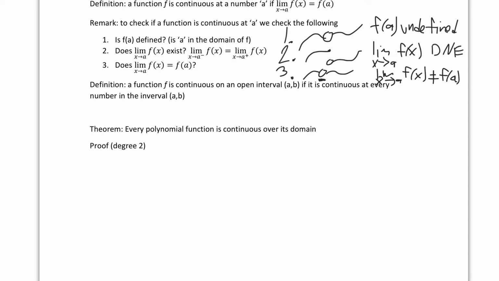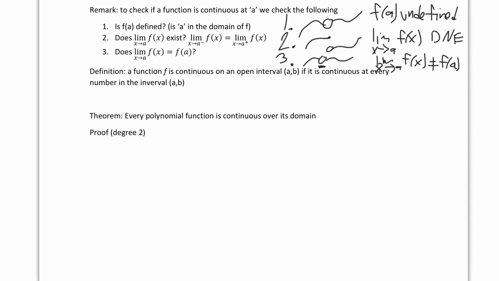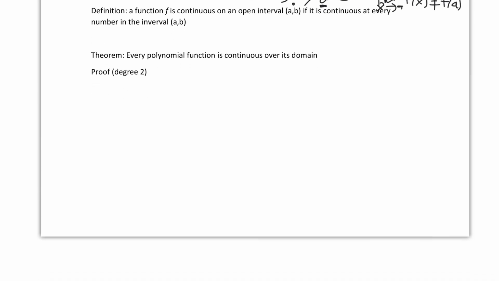But we don't actually have to, because there's going to be some theorems that help us determine which functions are continuous, which ones aren't, and which ones are continuous in large portions of their domain. So the first theorem we'll look at here is every polynomial function is continuous over its domain.